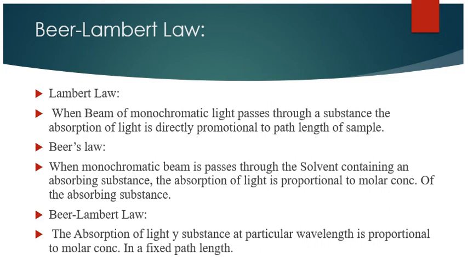Path length is the distance that light covers inside that solvent. With an increase in path length, there is an increase in absorption, and if we put more solute into that solution, there is an increase in the concentration of the absorbing substance. So with an increase in absorbing substance, according to the Beer-Lambert law, there is an increase in absorption.